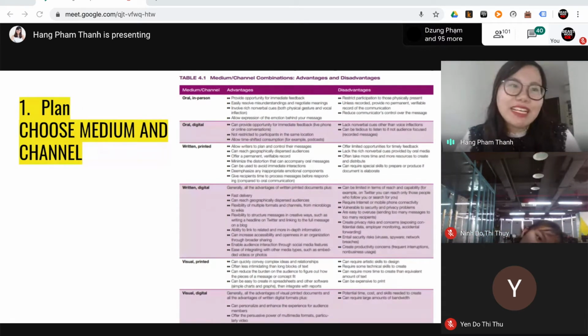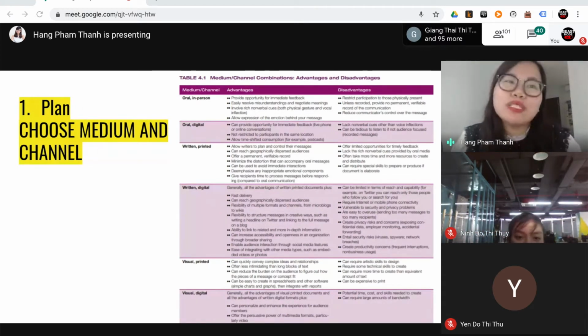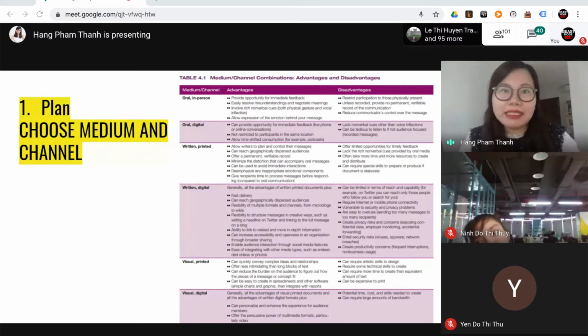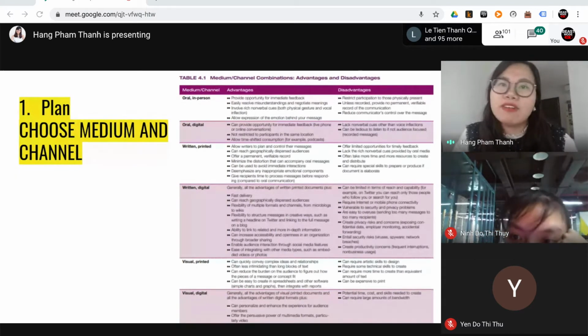After gathering the information, we will choose the medium and channel that is most appropriate for our message and for our audience. So in Table 4.1 in the textbook, you can read in detail about different media and channels with their advantages and disadvantages. Here they are breaking the medium channels into 6 different types.